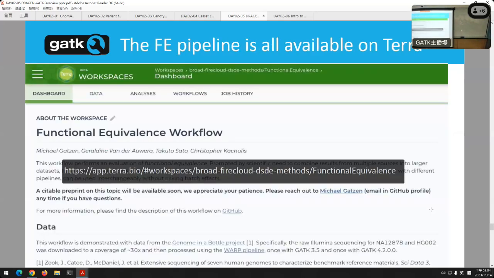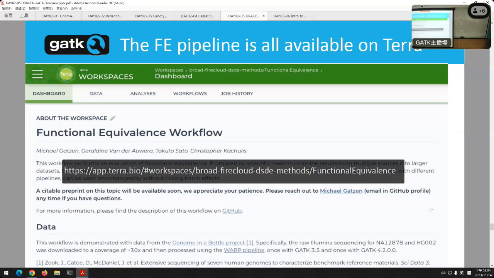Now, the functional equivalence pipeline is also available in Terra. We don't just use it to compare, for instance, DRAGEN-GATK to the original Dragon. On our pipeline there, you see us compared GATK3 to GATK4. And what we find there is that while the two are highly concordant, they are not functionally equivalent, for instance. So it's an example.